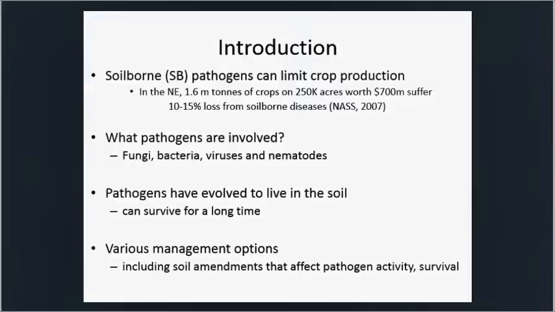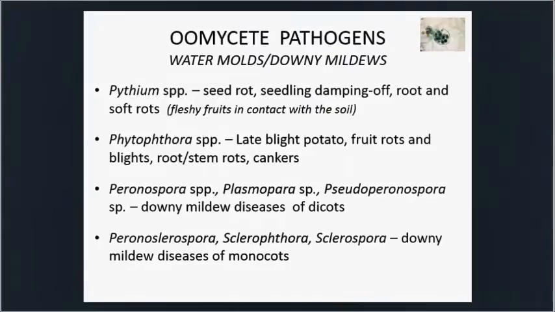Okay. Thank you, James. So we're going to be talking about several of these different types of pathogens that can be found in the soil. The first one I want to start with are water molds and the downy mildews. The specific ones you're going to be dealing with on a regular basis in your garden will be Pythium, which causes seed rot, seeds damping off, root and soft rots, especially with the fruits that are in contact with the soil. Phytophthora, such as late blight of potato. Don't see a lot of that down here in southern Illinois, but we do see that in other places. Fruit rots and blights. Also, we're going to talk about the downy mildew diseases of dicots, such as tomatoes and peppers, as well as the downy mildew diseases of monocots.